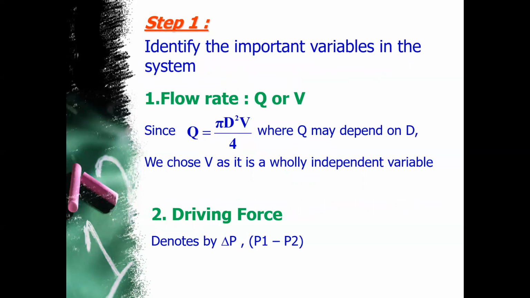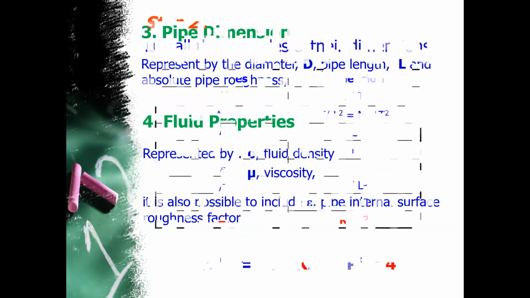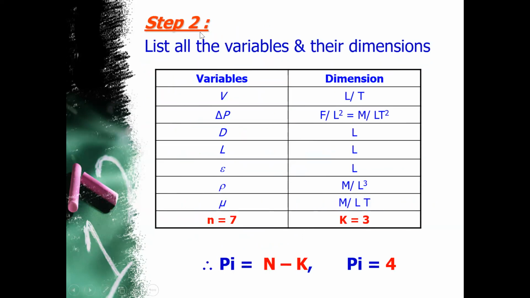We have identified the variables. But of course, as usual, when you identify the variables, you should know the breakdown of the variables, because later you will need to express the variables in terms of the fundamental variables. Okay, you still have to do that. So you list all the variables and their dimensions. Dimension means the fundamental dimensions.